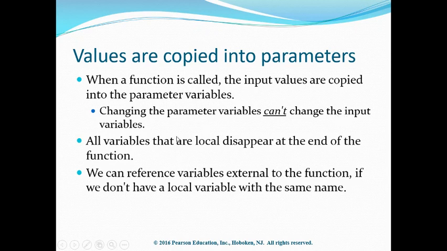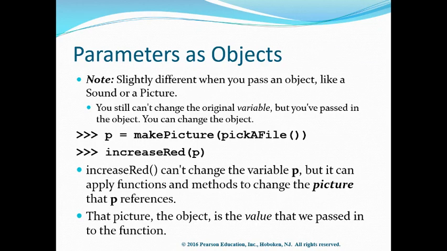All variables that are local disappear at the end of the function. We can't reference variables external to the function if we don't have a local variable with the same name. So, parameters as objects. It's slightly different when you pass an object like a sound or picture. You still can't change the original variable, but you've passed in the object and you can change the object. So P equals make picture, pick a file, and then we say increase red P. Increase red can't change the variable P, but it can apply functions and methods to change the picture that P references. That object, the picture, is the value that we passed into the function.